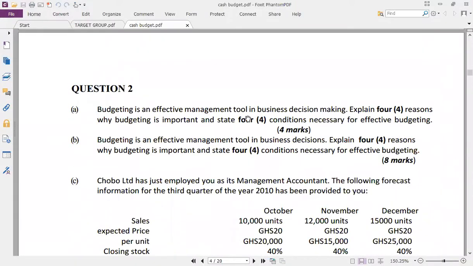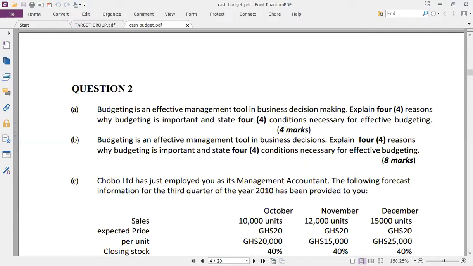Question number two. Budgeting is an effective management tool in business decision making. Explain four reasons why budgeting is important and state four conditions necessary for effective budgeting. Right. So there are two questions in here: four importance of budgeting, why a budget is important, and four factors or conditions that will make a budget more effective.